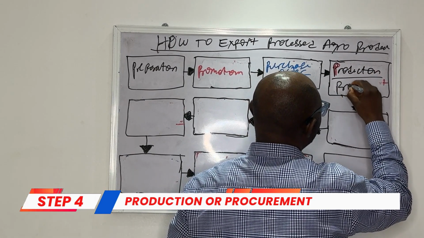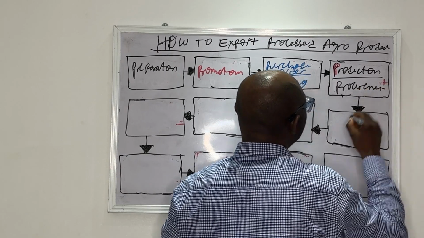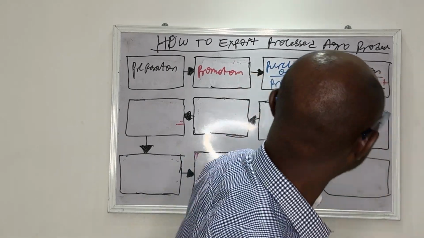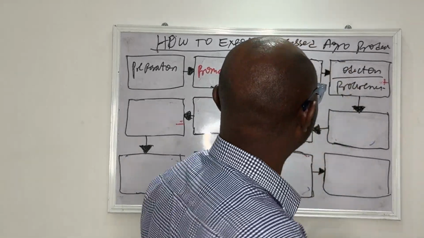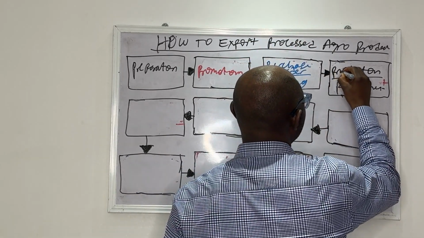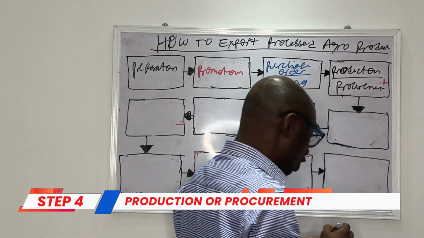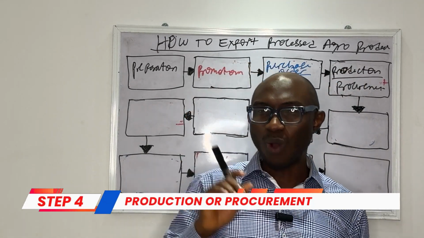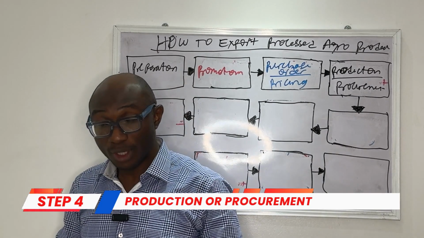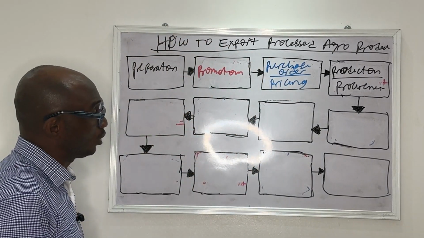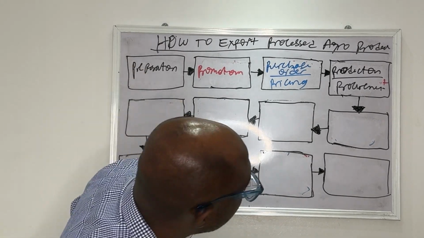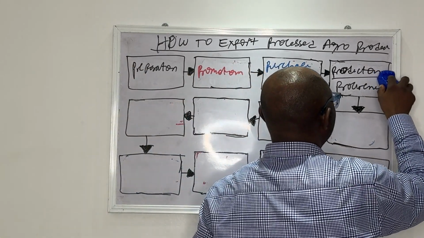Or I go to procure, like me, I'm a marshal. So I will do procurement at this point. Production or procurement. Why production or procurement? Because the contract is ready, time is ticking, I need to do the shipment very soon. I either do production or procurement.